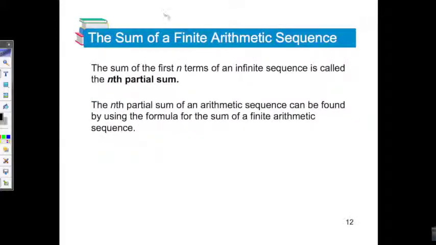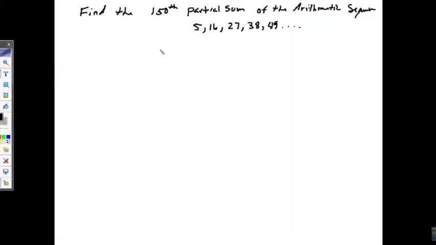Good. Alright, the sum of the first n terms of an infinite sequence is called the nth partial sum. The nth partial sum we found by using the formula for the sequence. So now let's find a bigger one, the 150th partial sum of this arithmetic sequence. Now, the difference between this and the last one is I don't know the 150th term. For my formula, I need the number of terms over 2 times the first term, a sub 1, plus the last term, a sub n.